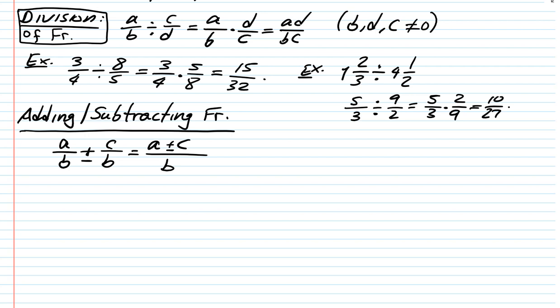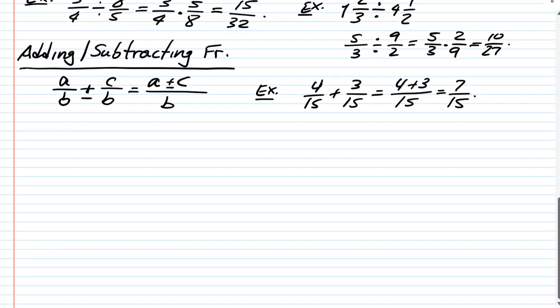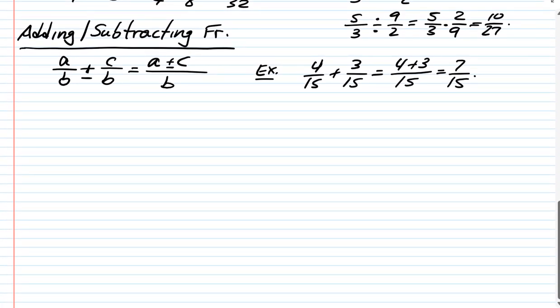Okay. So keep in mind, if the denominators are different, first we need to find the LCD, right? The least common denominator. So to see a quick example of this one, suppose I do 4/15 plus 3/15. Denominators are the same, so we get 4 plus 3 over 15, and that's 7/15. So nothing major here. It works out pretty simply, easily.